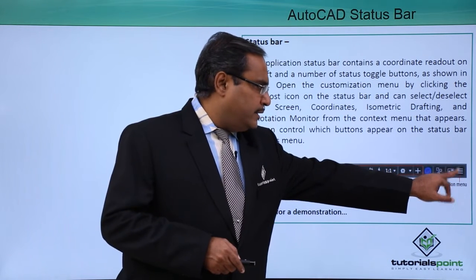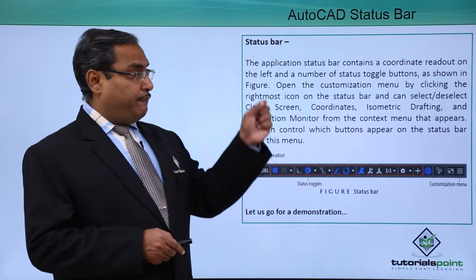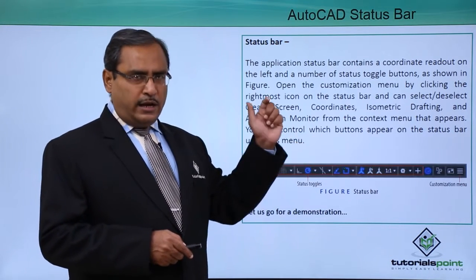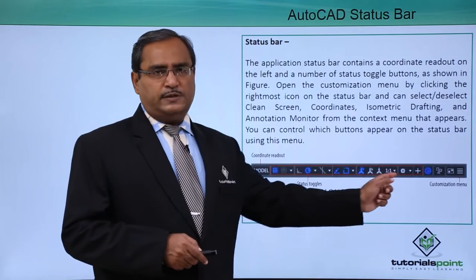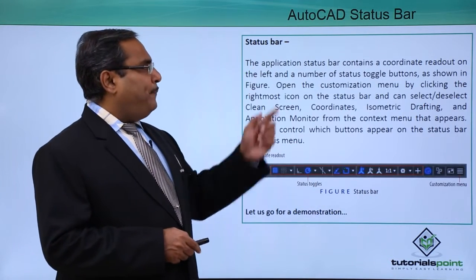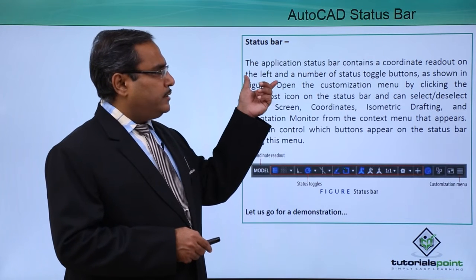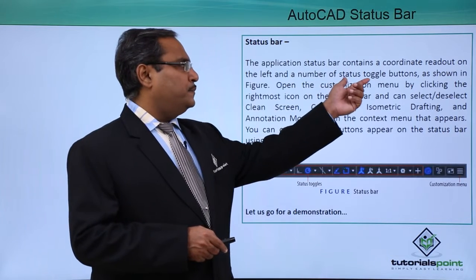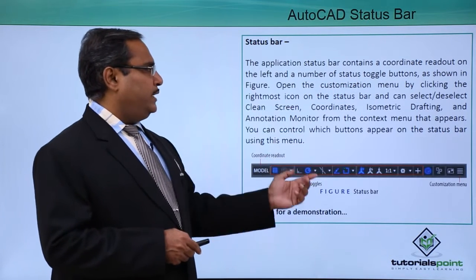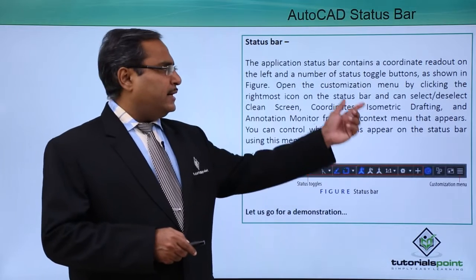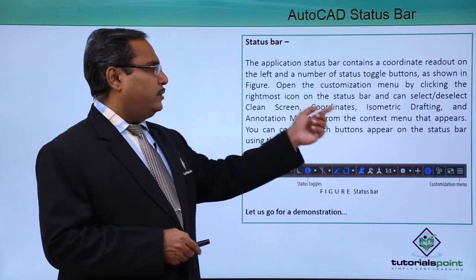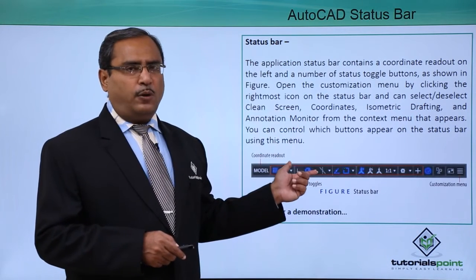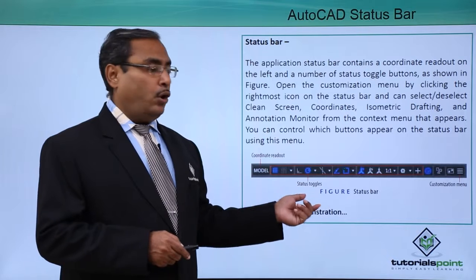So if you click here, then the customization menu will come, and from there you can enable or disable, you can select or deselect different options coming on this respective status bar. The application status bar contains a coordinate readout on the left and a number of status toggle buttons as shown in this figure. We can open the customization menu by clicking the rightmost icon of the status bar, as I discussed, and can select and deselect multiple different options that will or will not come on the status bar.